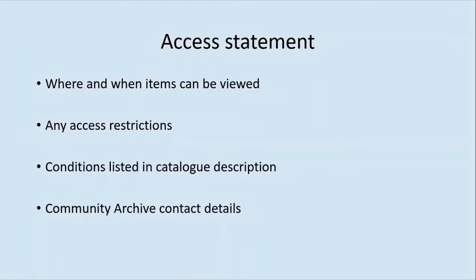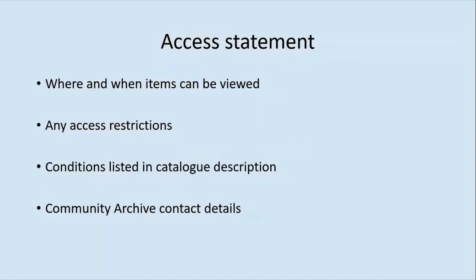Access statement. An access statement sets out where and how your archive items can be used and by who. It should include details of where and when items can be viewed, for example, in a space looked after by the Community Archive or on your Community Archive website.